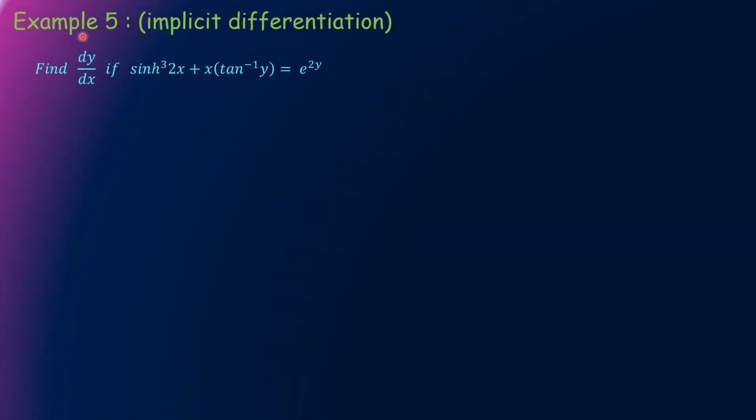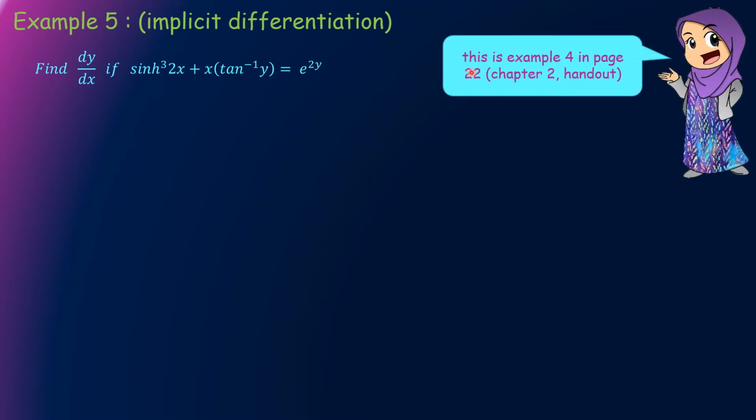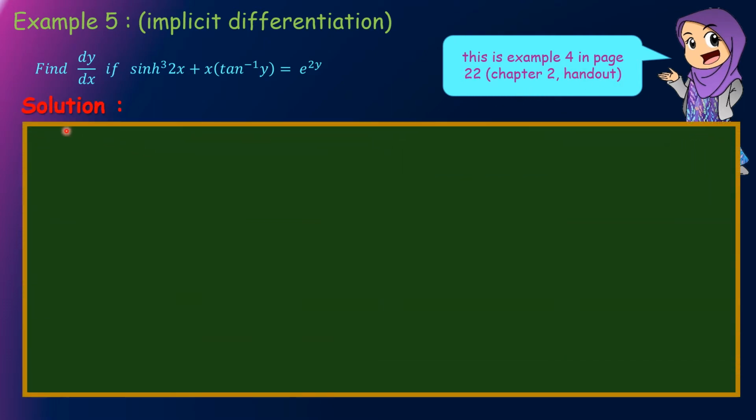Okay, now we continue with example 5, implicit differentiation. Find dy over dx if sinh cube 2x plus x inverse tangent y equals e to y. This is implicit differentiation because we cannot write y as a subject. This is example 4 in page 22, chapter 2 in your handout. Now we look at the complete solution.